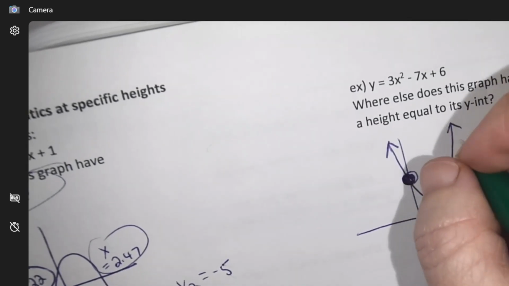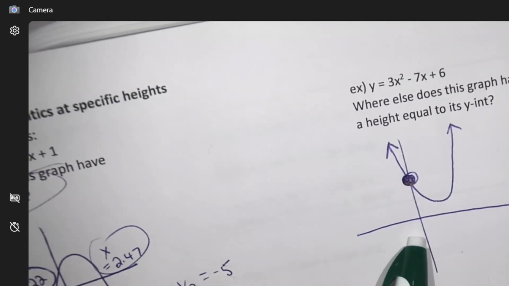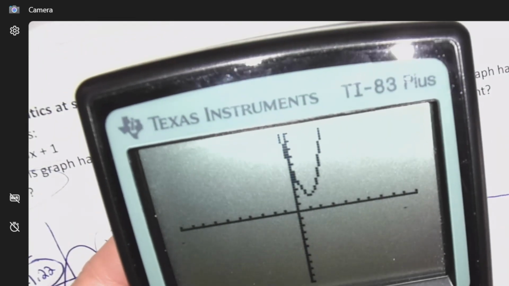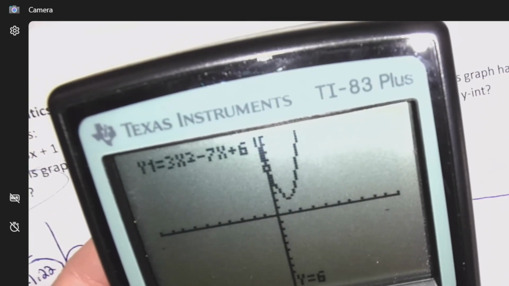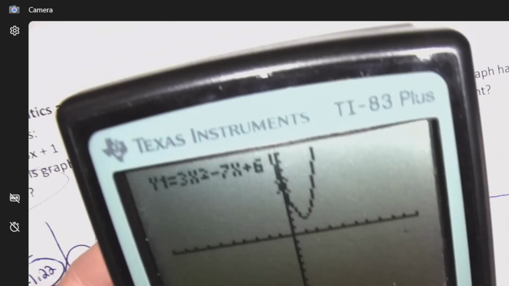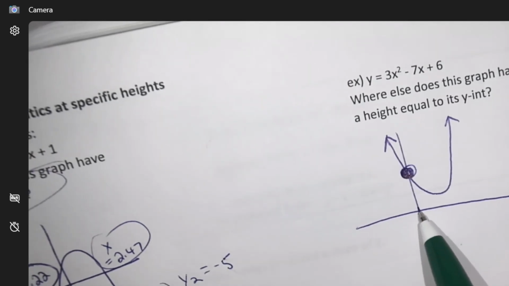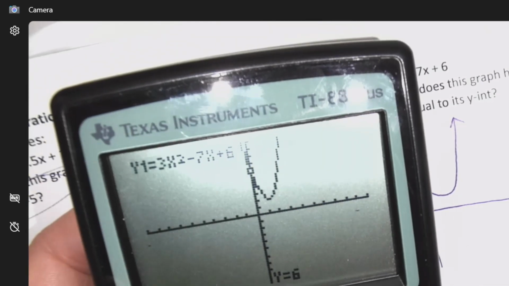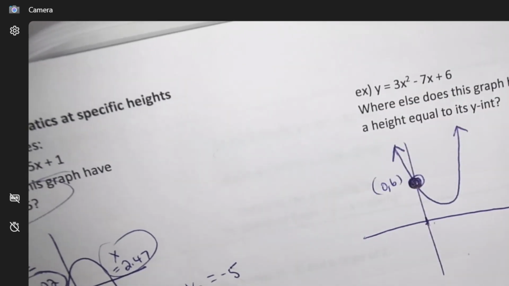Who has the method of how to find that point? Do you remember that one? How do you find that coordinate? You activate your cursor. So how do you activate your cursor? You hit the trace button. Where do you want your cursor to go? You know exactly what x is here: 0. So tell your cursor to go to 0. And there it is. 0, 6 is that coordinate.